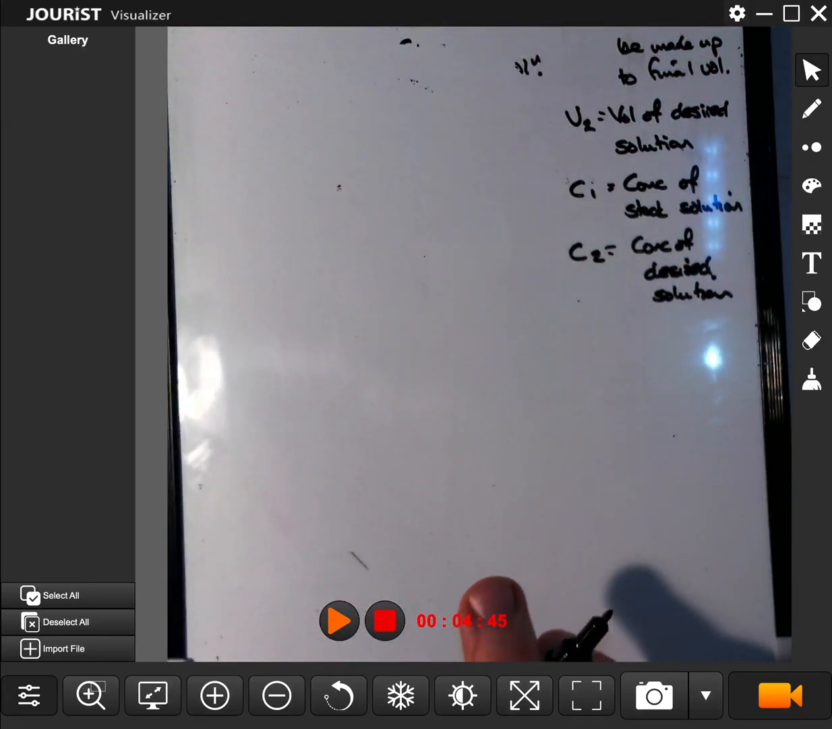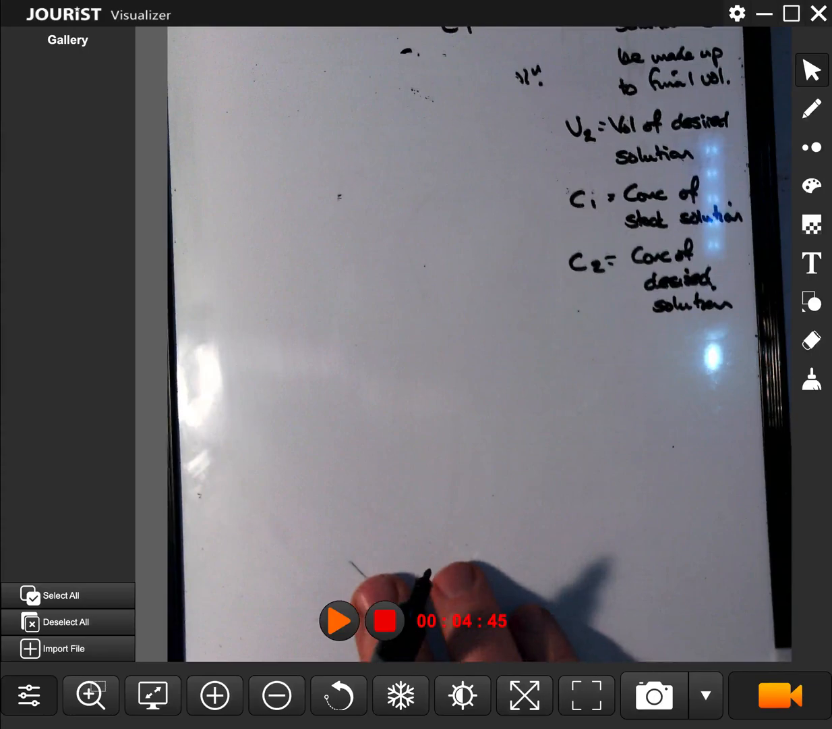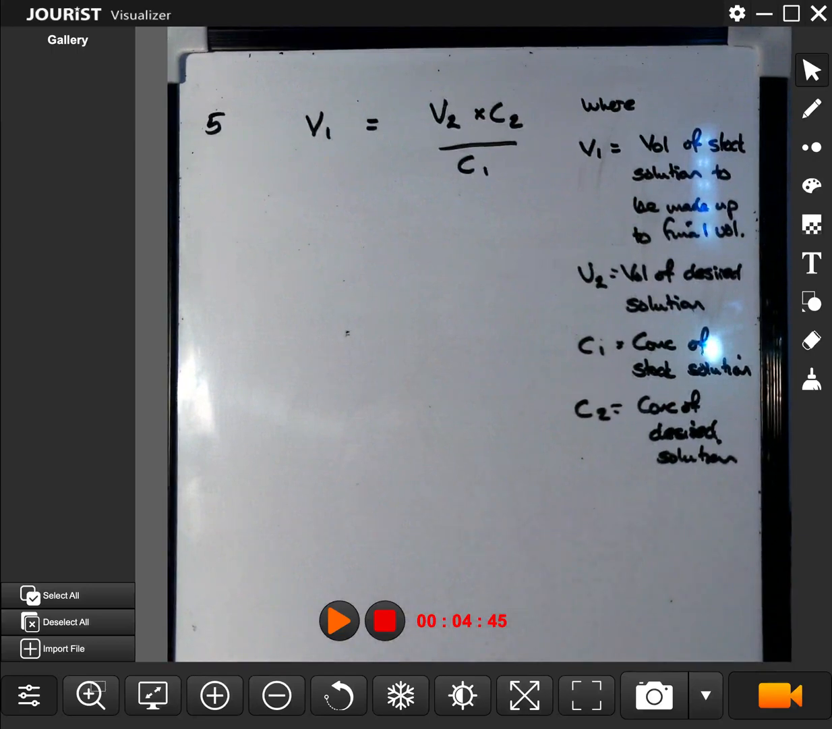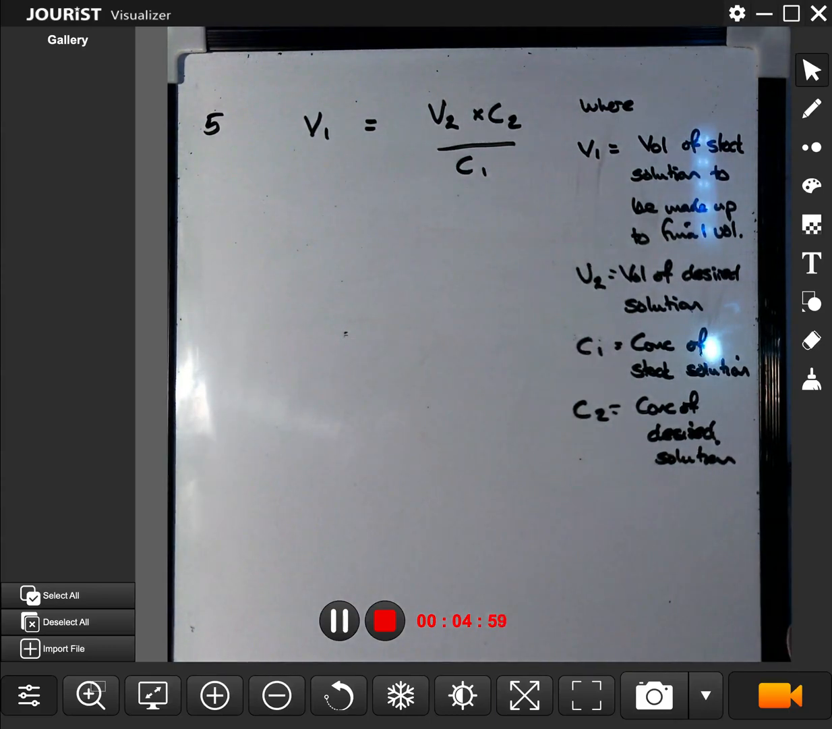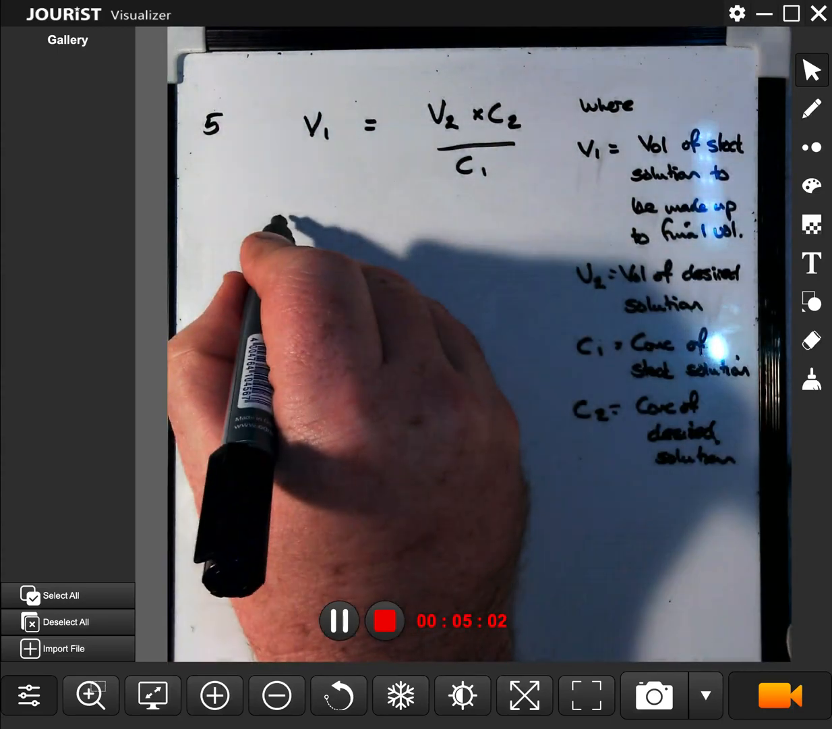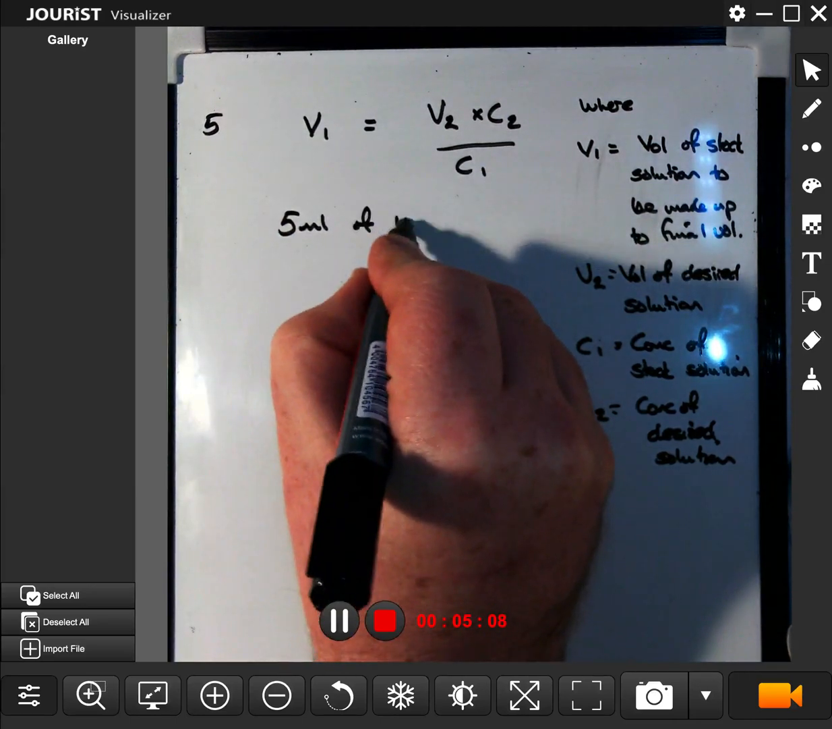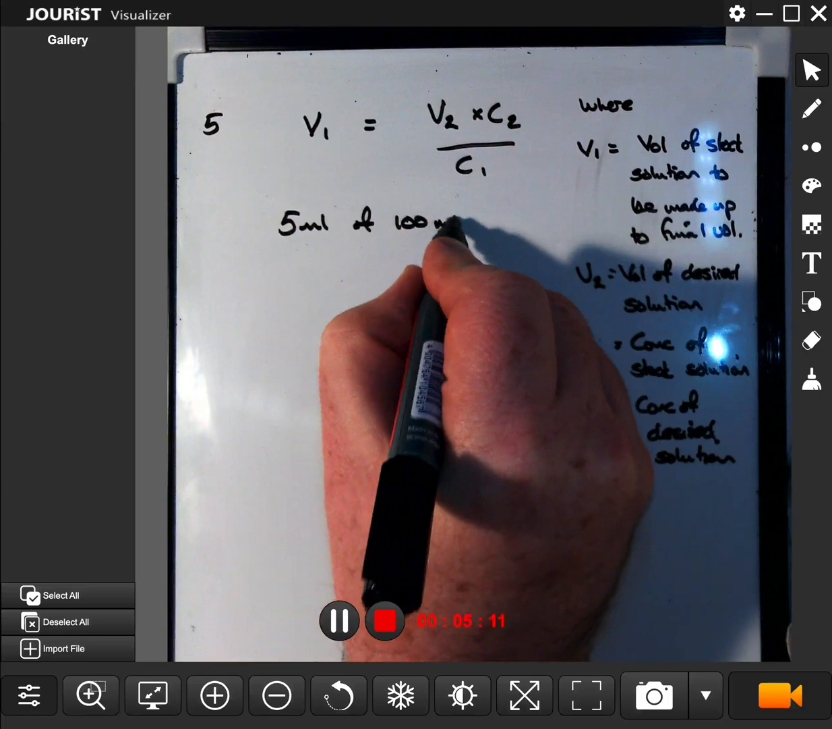It's going to be a two-stage calculation, actually. Stage one is we're going to make up 5 mils of 100 millimoles. And then stage two is where we answer the question really, and that is we're going to have 200 micromoles in 1 mil. So we've got two stages to this now.